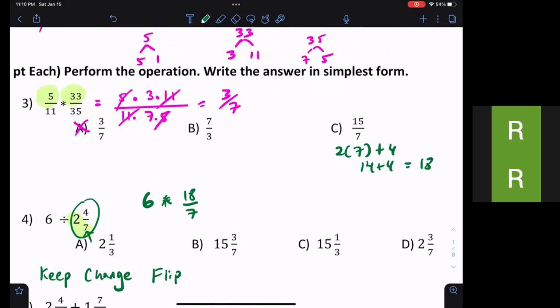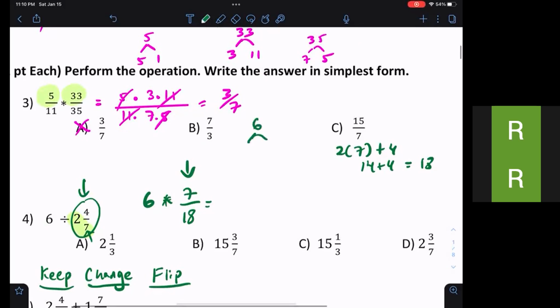But remember, I say keep, change, flip. So keep, change, flip means this fraction that I just made into an improper fraction is going to flip, right? Because they say keep, change, flip. So this is going to be 7 over 18. Therefore, you can say, well, 7 is a prime number, so that's not going to change. But the prime factorization of 6 is 2 times 3, right? So that's going to be 2 times 3 and 7 on the top, right? Remember, when you have multiplication, you multiply across, right?